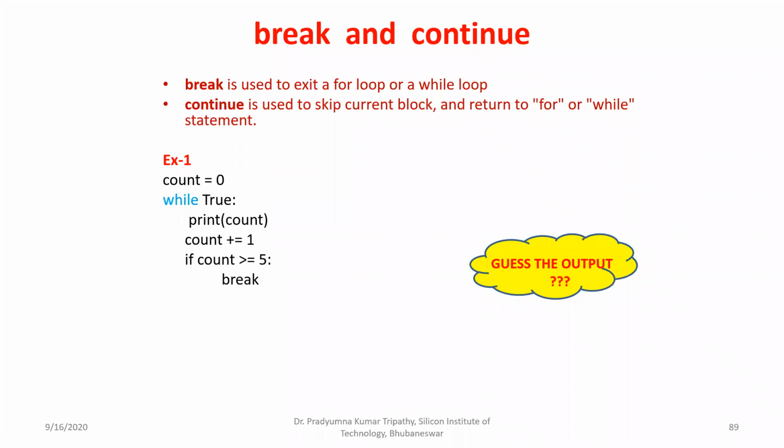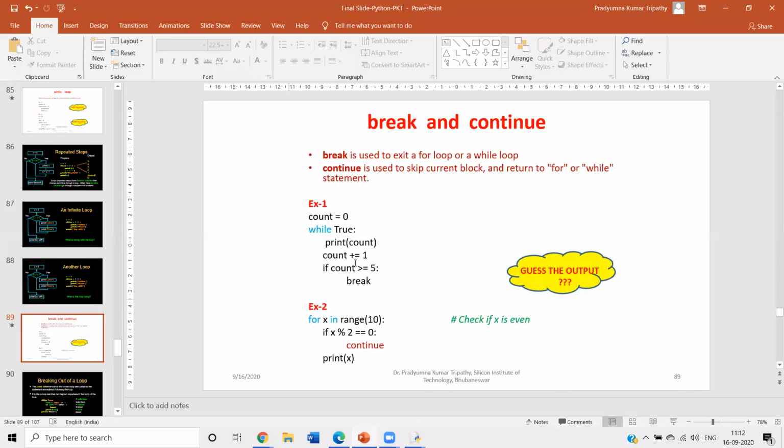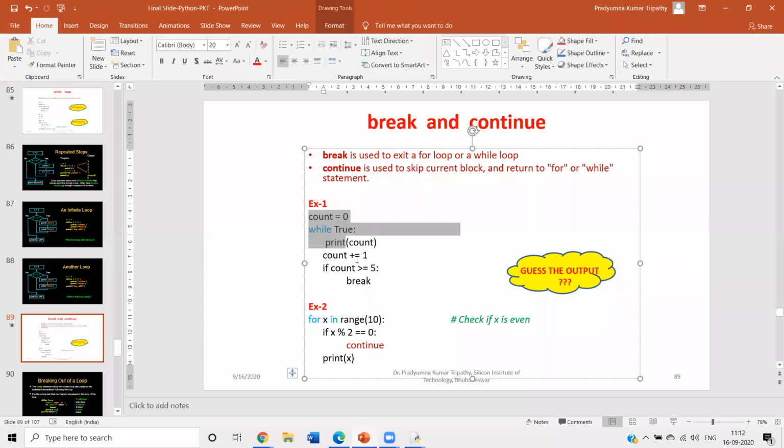If count is greater than 5, it will come out. What is the condition I have given to come out? That if count greater than or equal to 5, break. Break means it will come out from this while loop.